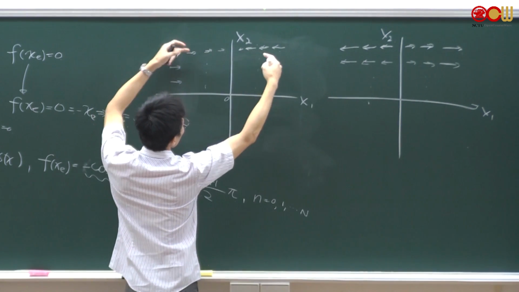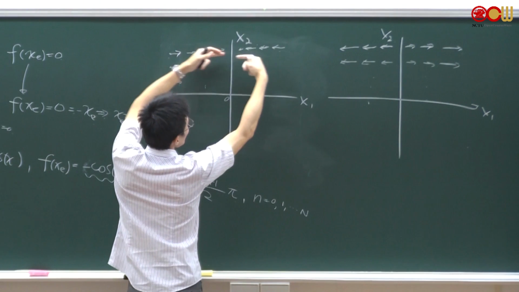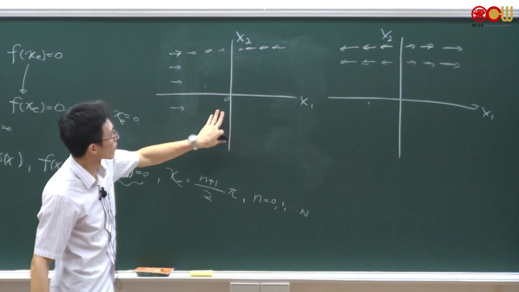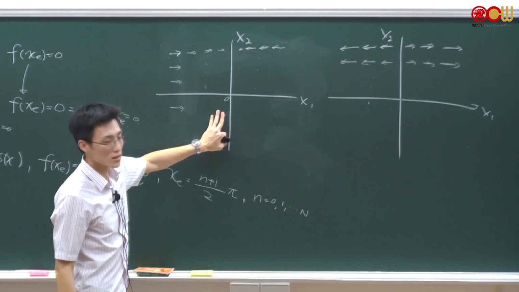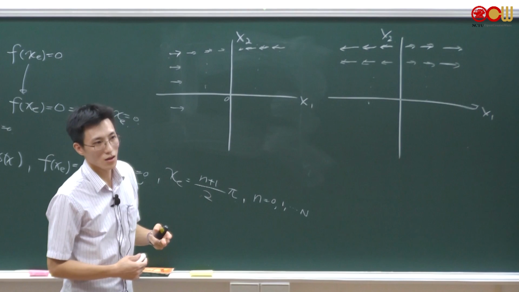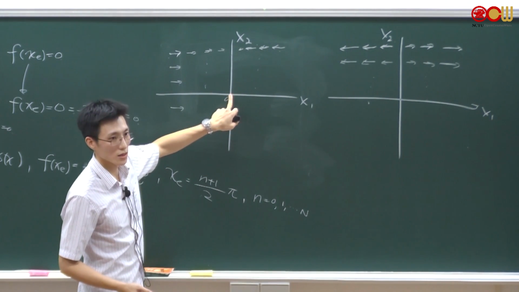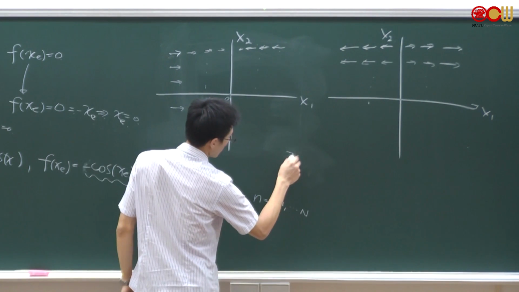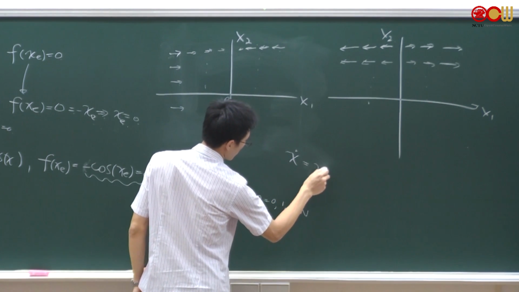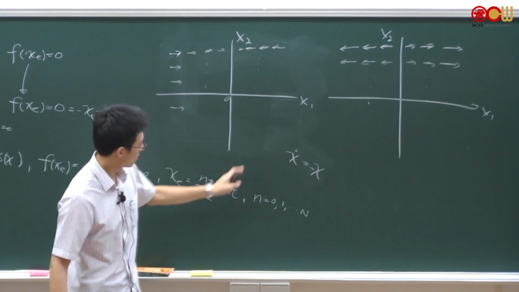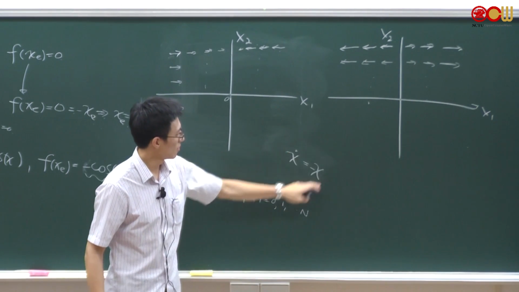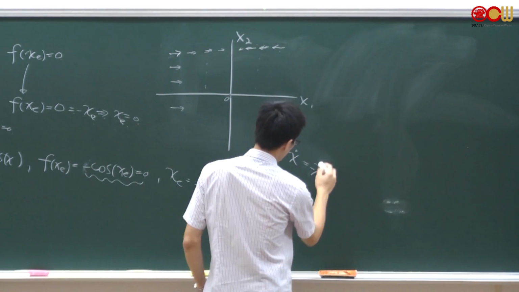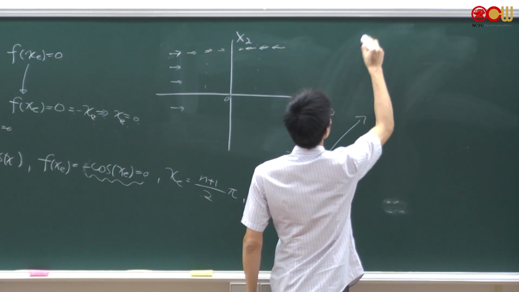In this phase portrait, every point on the horizontal axis points inwards. This one points outwards. So this one will be a stable case, and this one will be unstable. Stable means you will converge to the origin in this case. If I give you a differential equation, can you plot out the phase portrait for this dynamic system? Could you? So, the phase portrait for this.